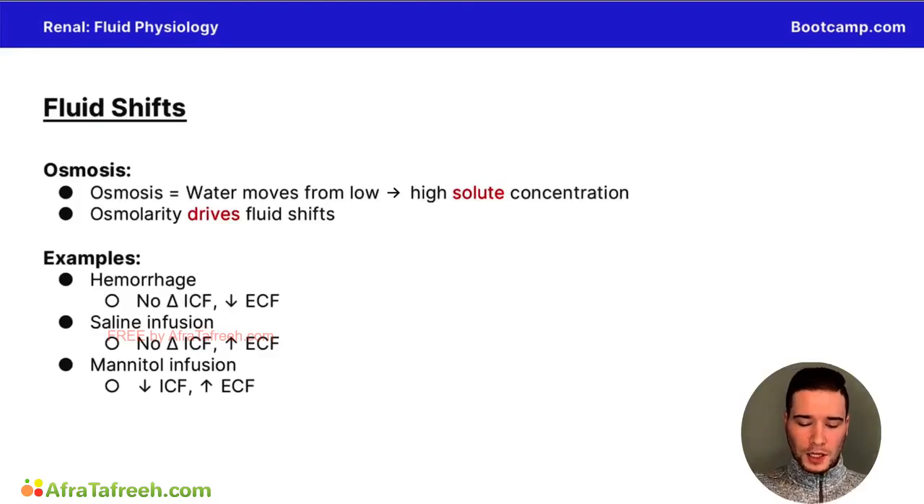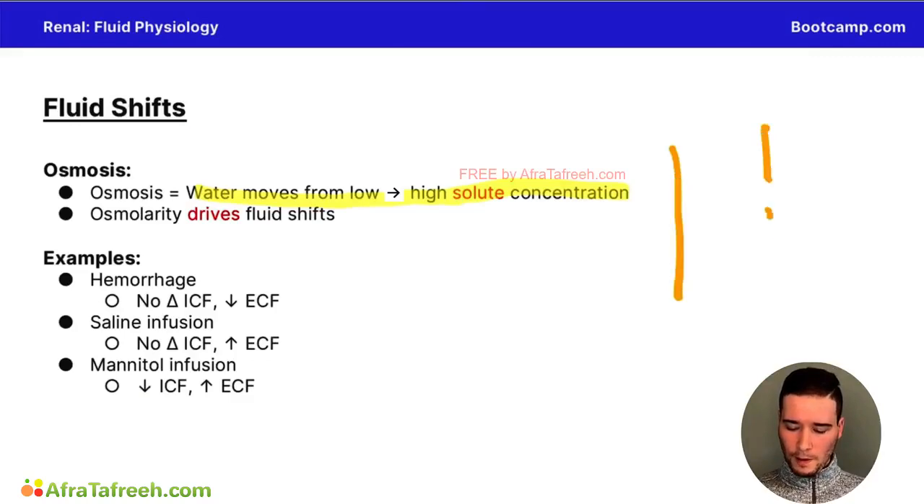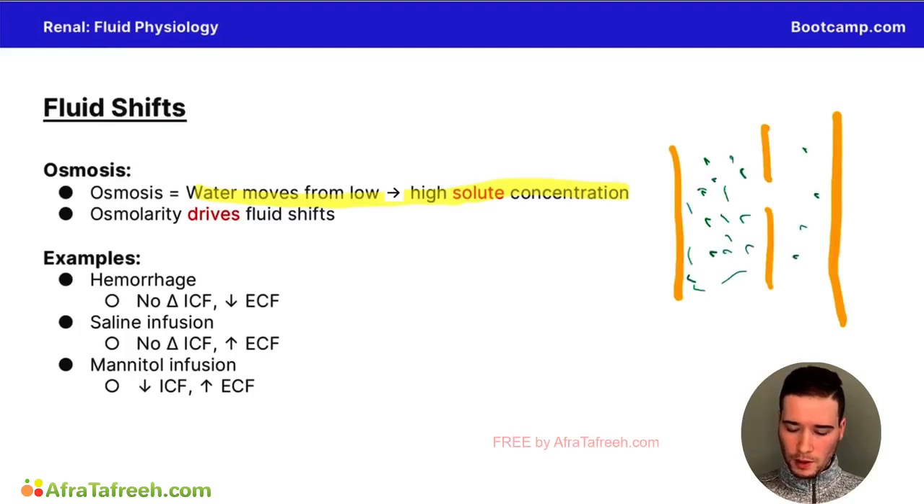Talking about fluid shifts, again, we mentioned this concept of osmosis. Osmosis is that water moves from low to high solute concentration. You have probably seen this before, but let's say we have something kind of like this, right? A little membrane. We have lots of solutes over here and a couple solutes over here. Where's our water going to go? Well, osmosis says that water goes from low to high, so it's going to pull this way, right?